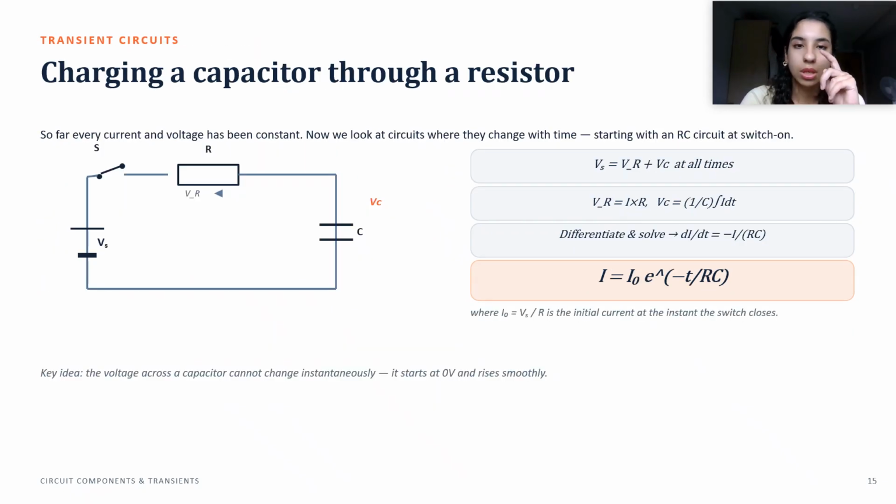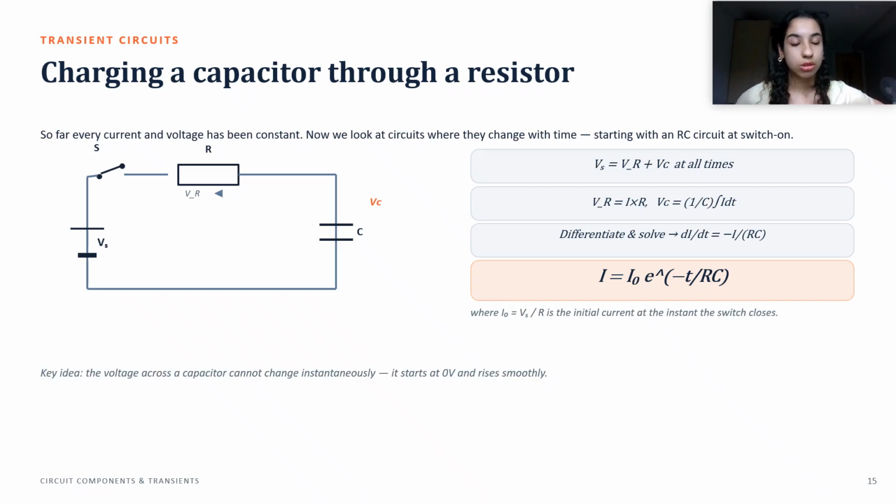Now, charging capacitors through a resistor. Here is where we start with transient circuits. Here you charge the capacitor through a resistor, and we're also going to talk about inductors with resistors in the same circuit, which is very interesting. So far, every current and voltage has been constant, but what about now? What will happen now? It's going to change everything. Now we look at circuits where things can change with time.